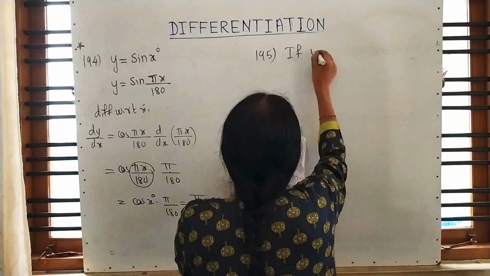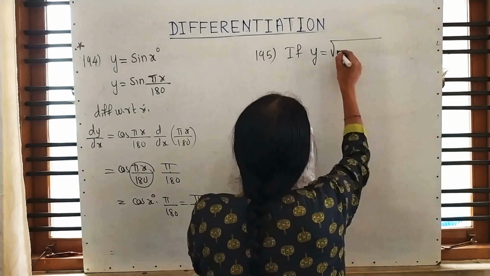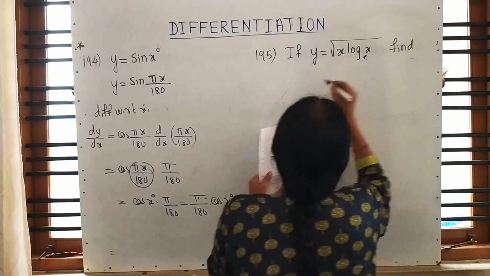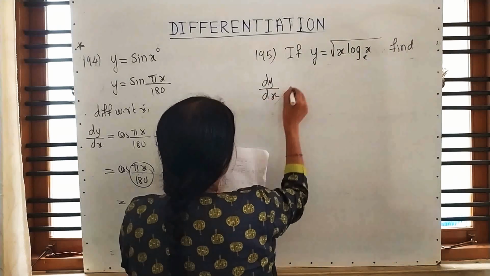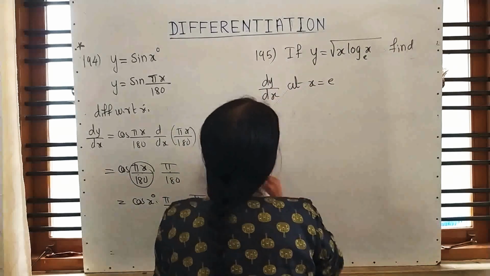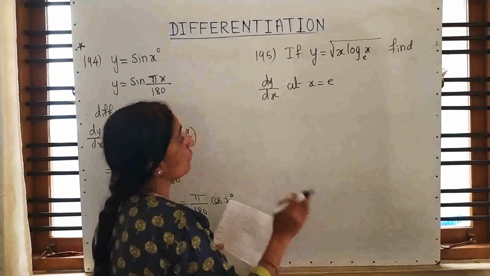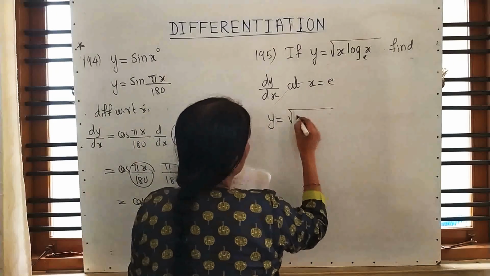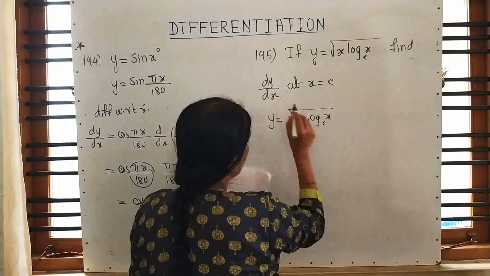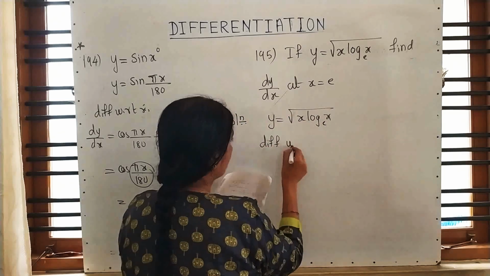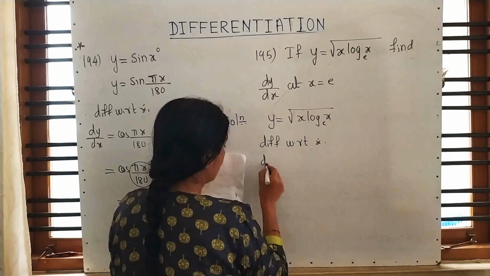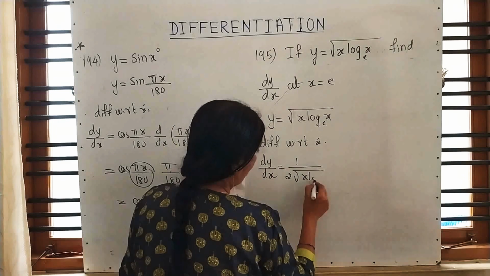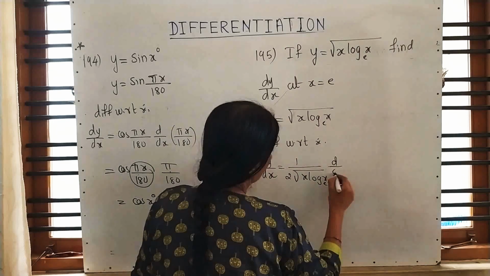Question number 195. If y is equal to root of x log x to the base e, find dy upon dx at x is equal to e. That means after differentiation, wherever x is there, we have to write e. What is given? Y is equal to root of x log x. First we have to differentiate the root. After root, we have to differentiate the terms without root.